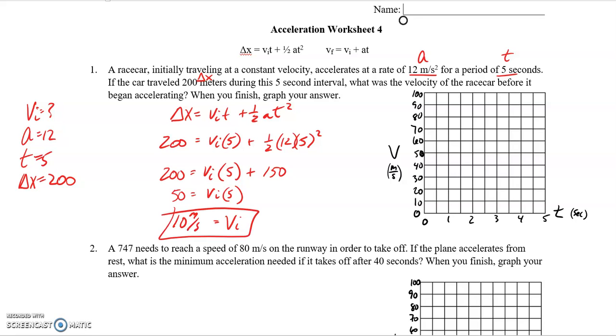Now we're also supposed to make a graph. So 10 was our initial velocity. At 5 seconds, we've gone 200 meters. That's going to be the area. We know that our slope is going to be 12. So in 5 seconds, 5 times 12 means we're going to be at a velocity of 60. That's just having a rise over run of 12 for 5 seconds. So there's our graph. The area here, like I said, represents the displacement of 200 meters.